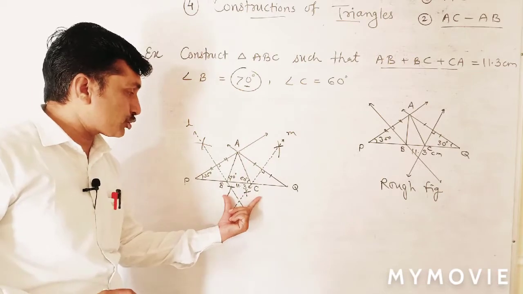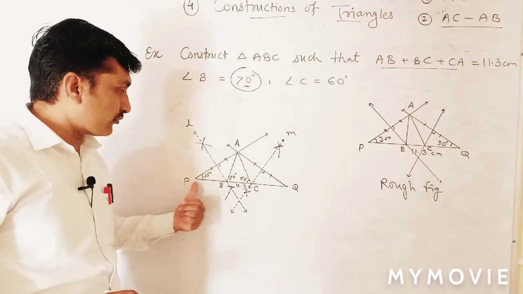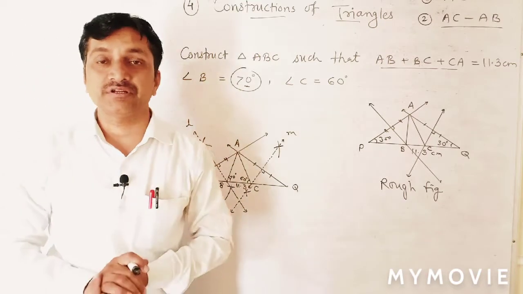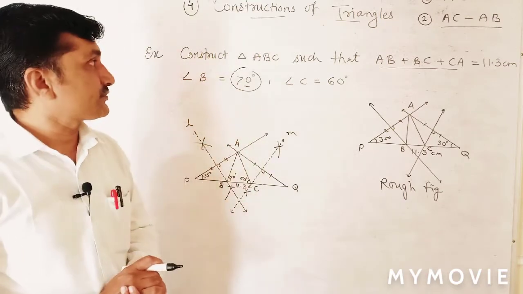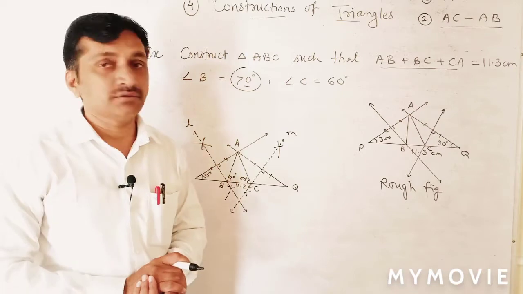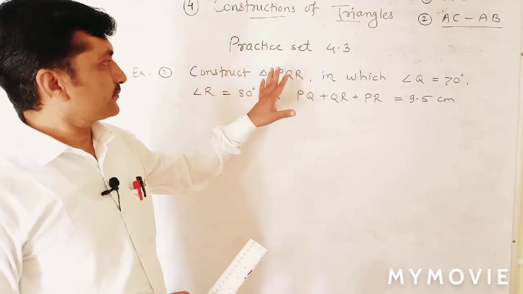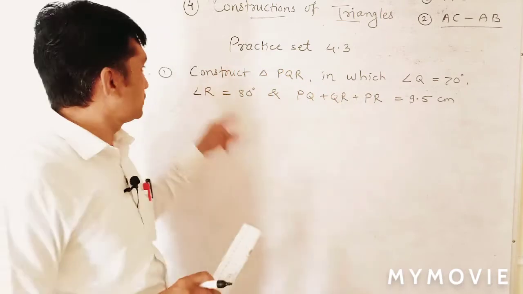But directly we cannot draw here. We have to take half of them on the base and then bisect. This is the procedure. In this way, we completed construction number 3 if perimeter is given. Now let's start practice 4.3 based on this construction.